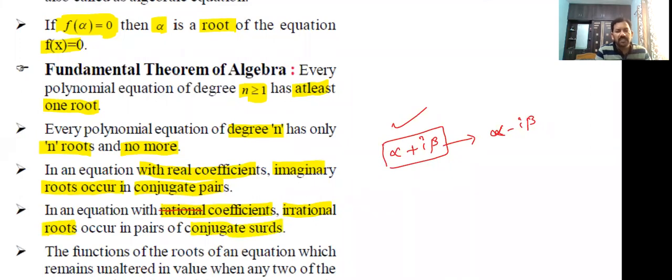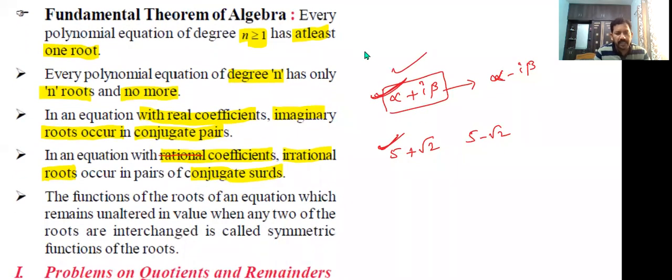In case irrational roots are there, those are conjugate pairs, conjugate surds. An irrational root is of the form like this, 5 plus root 2. What is the conjugate? 5 minus root 2. This is an imaginary root, this is an irrational root. Either imaginary root or irrational root, both exist as conjugate pairs. Remember it.